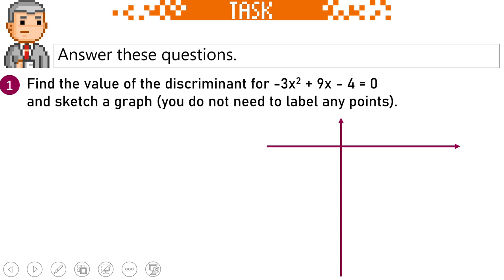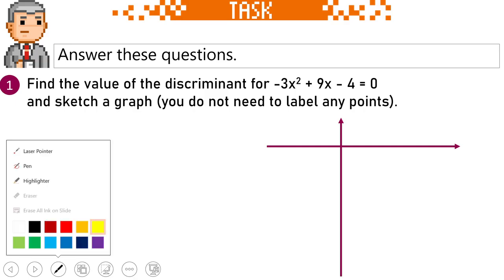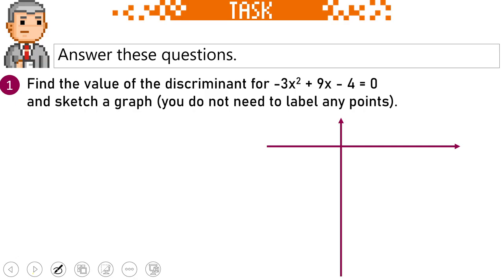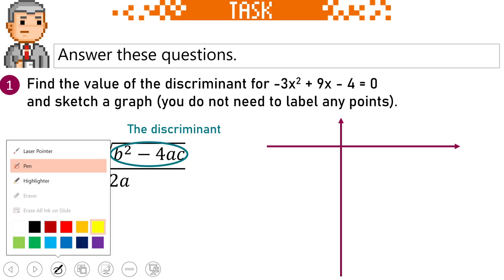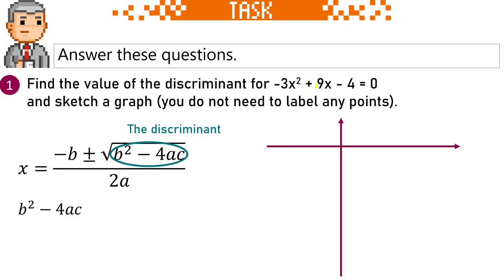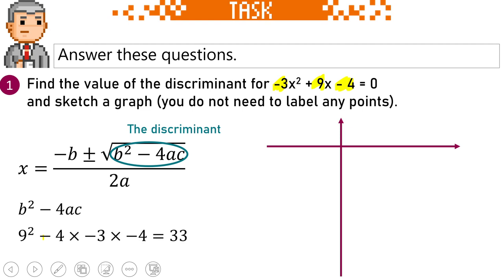So the first part here, it says find the value of the discriminant for negative 3x squared plus 9x minus 4 equals 0. So the first thing is I need to look at a part of the quadratic formula, b squared minus 4ac. I then need to substitute my values into it. So if I substitute b is 9, a is negative 3, and c is negative 4 into this, it's going to give me 33. 33 is greater than 0, which means it has two answers.